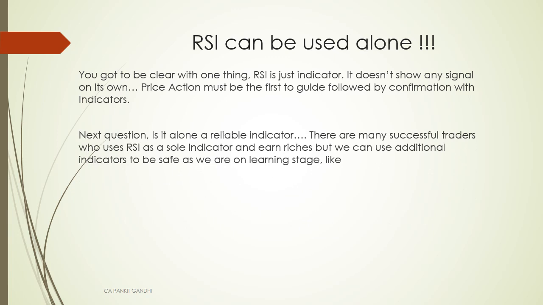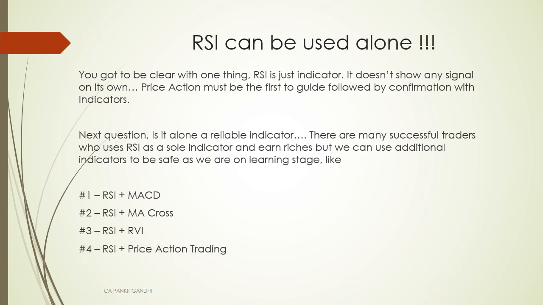Okay, so is it a reliable indicator? I can say there are many successful traders who use RSI as a sole indicator and earn riches out of it. But we are learners, so we can use additional indicators to be safe while trading, like MACD, RSI with MACD, RSI with the EMA cross. You can take 4 and 9 EMA, or 9 and 15 EMA. Next is RSI and RVI, the RSI with the volatility index. Then it's RSI with price action trading. So it should not be used alone, as a learner.